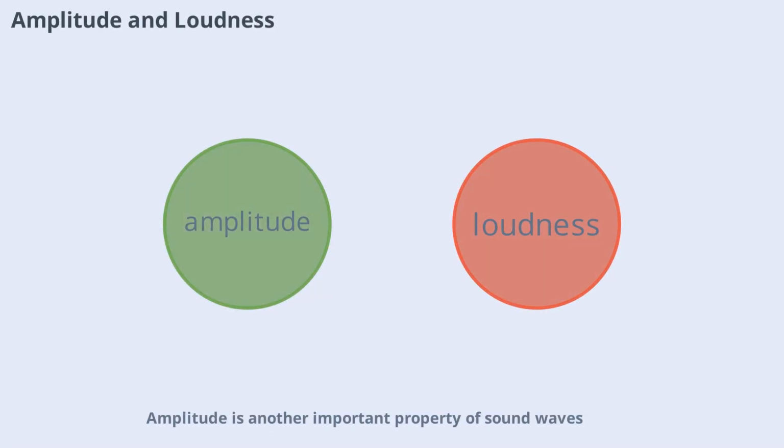Amplitude is another important property of sound waves. It's the size of the vibration, or how much the particles move back and forth. The bigger the amplitude, the louder the sound. Think of a gentle tap versus a loud clap. The clap has a greater amplitude. Loudness is how we perceive amplitude, and it's measured in decibels, dB. Protecting your ears from loud sounds is important, as too much amplitude can damage your hearing.